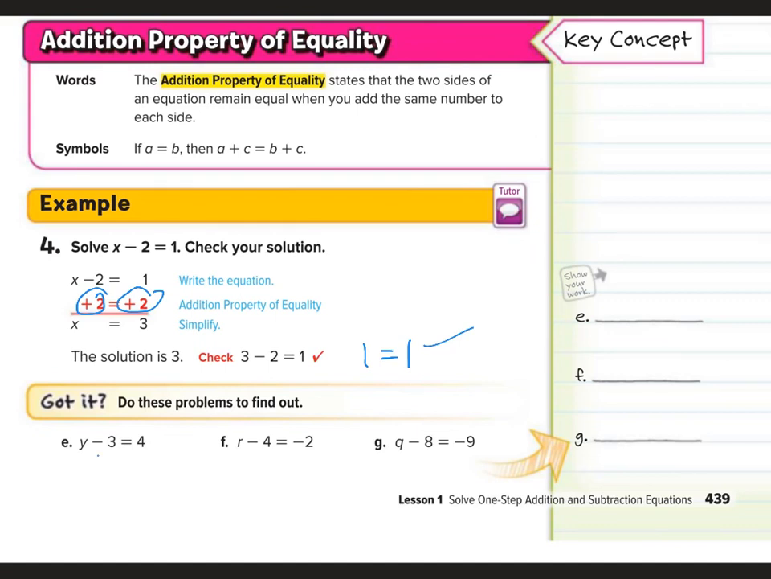So let's solve. Let's use the addition property of equality and add 3 to both sides. Y equals 4 plus 3 is 7. F, R minus 4 equals negative 2. Add 4 to both sides. R equals positive 2.